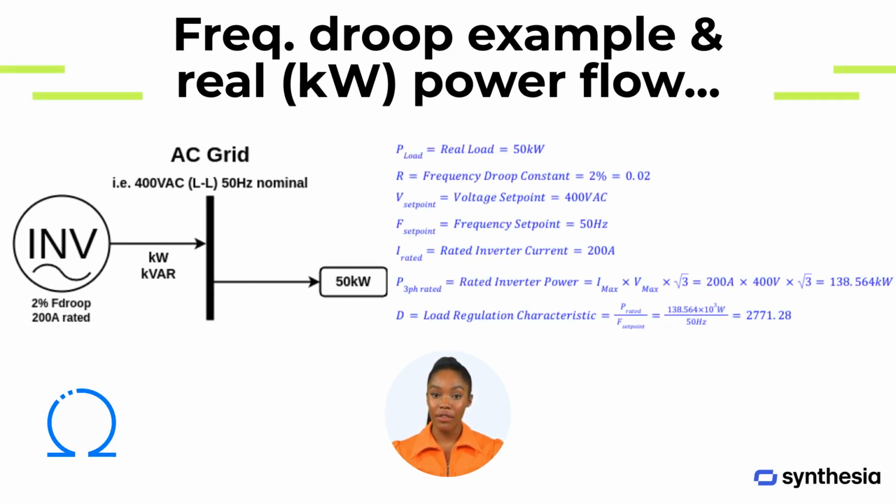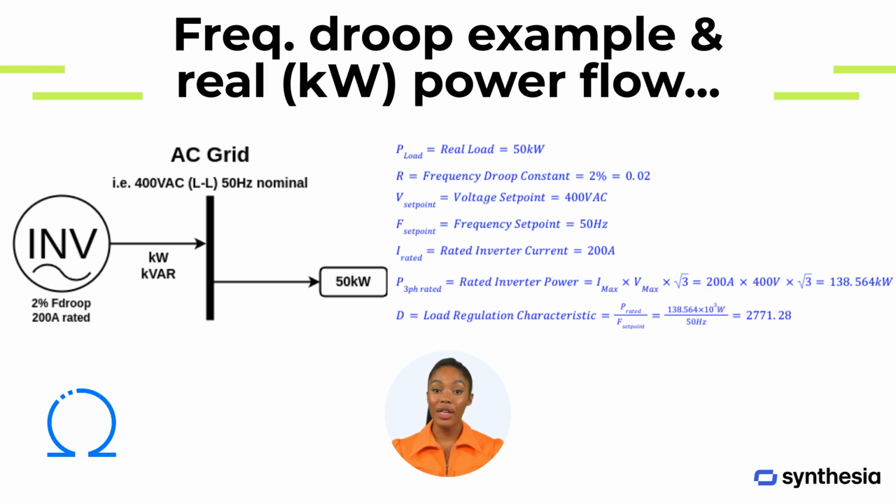We shall consider a 50 kilowatt load being applied to the generator. The frequency Droop constant, which is user configurable, is set at 2% for this example. The voltage and frequency setpoint is assumed to be 400 volts and 50 Hz for this example. The rated current of the generator or inverter is 200 amps. From these values, the rated power is able to be calculated as 138 kilowatts.